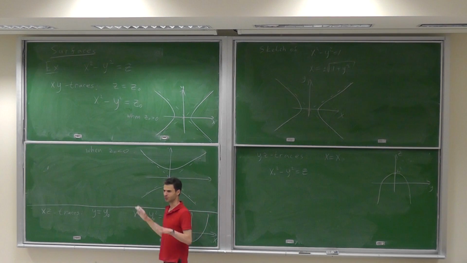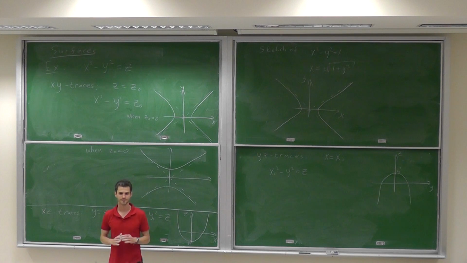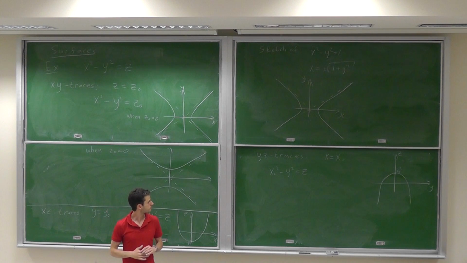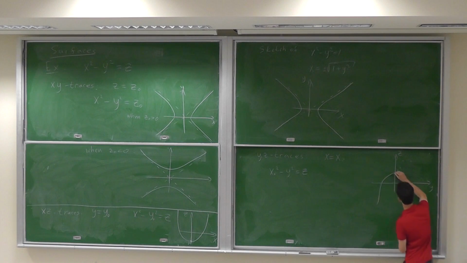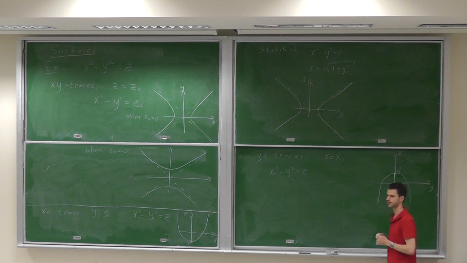Okay, so is that point x naught squared, or is that area between? It's not squared, it's this distance from the origin to the vertex of the parabola.